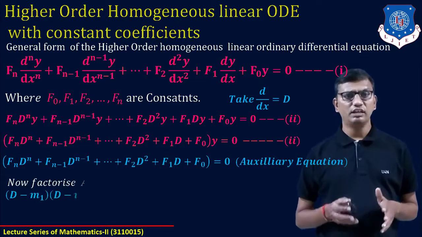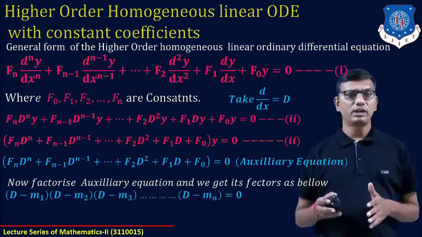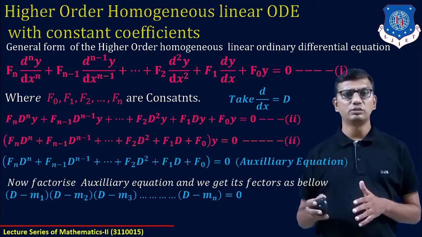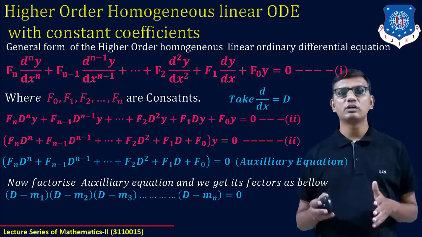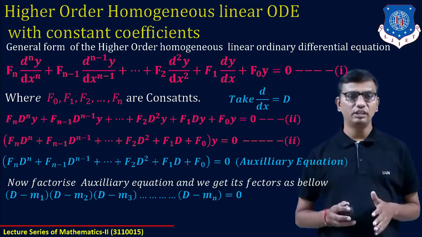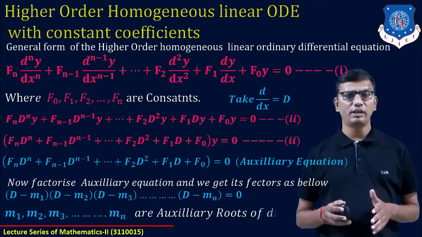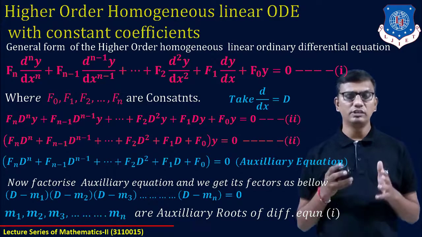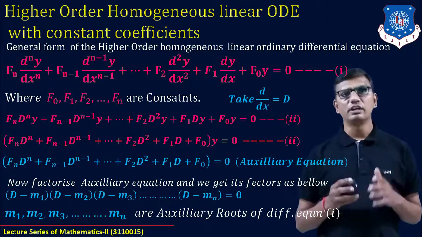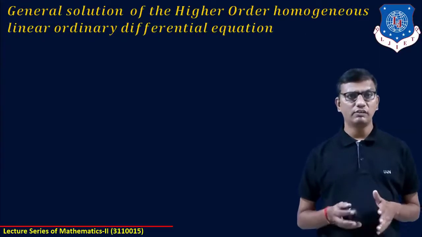After factorizing it will look like (D minus m1) into (D minus m2) into (D minus m3) up to (D minus mn) equal to 0. Here we have n factors because our differential equation order is n. After solving these factors, we get roots of auxiliary equation m1, m2, up to mn, and our solution of the differential equation number 1 also depends on these auxiliary roots. Here we will see how it depends on our auxiliary roots.